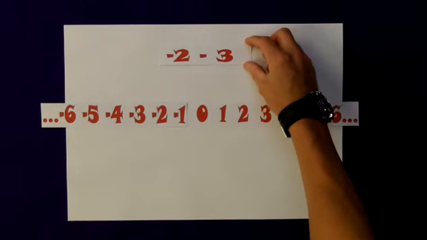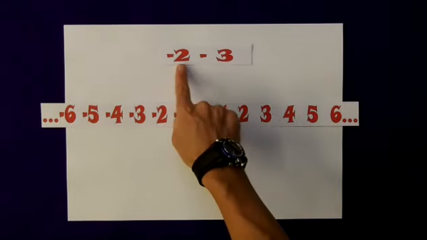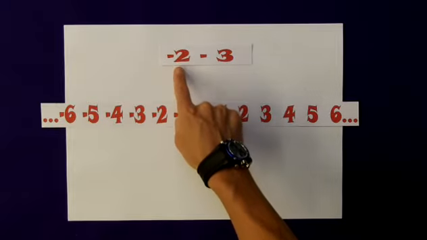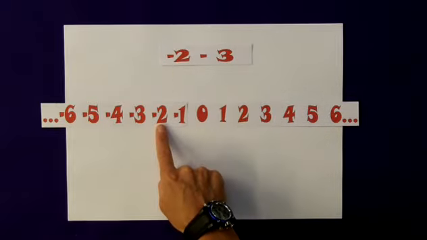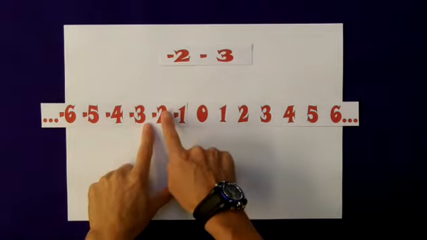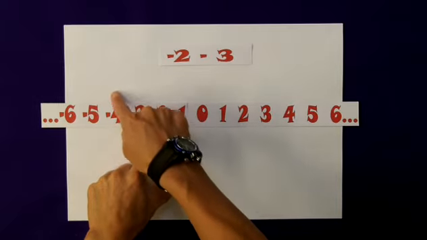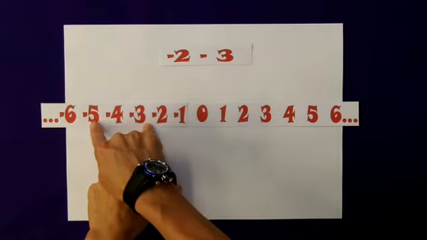This one looks even more complicated, but the principle's the same. I'm told that this is my starting point. I'm starting at minus 2, so I'm starting here. I'm going to subtract another 3. 1, 2, 3, and I end up at minus 5.